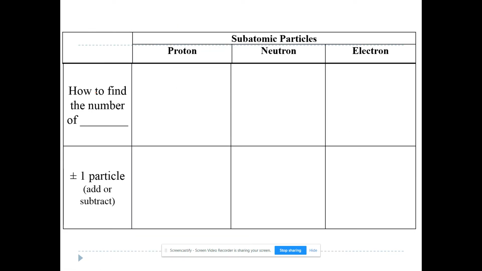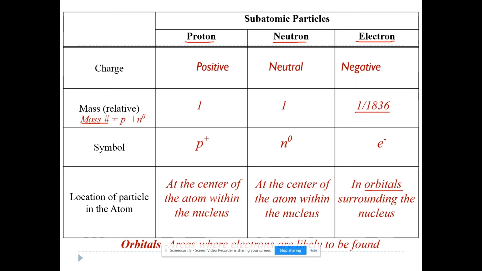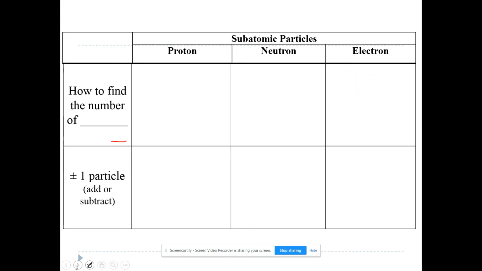Now we're going to focus on how we find the number of each one. How do we know how many protons an atom has, how many neutrons, and how many electrons? In order to do that, let's use an example. We're going to use an example of carbon-14. The 14 right here, a number right after, represents the mass number. Remember, the mass from before was the protons plus neutrons. Keep that in mind.